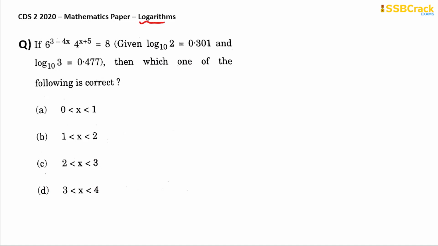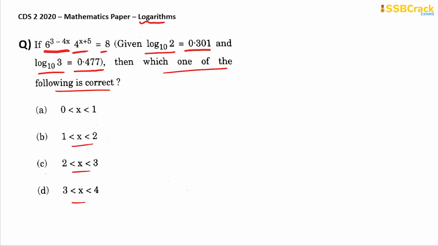So let's understand the same. If 6 to the power 3 minus 4x into 4 to the power x plus 5 is equal to 8, given log of 2 to the base 10 is 0.301 and log of 3 to the base 10 is 0.477, then which one of the following is correct? Is it that x lies between 0 to 1, or between 1 to 2, or 2 to 3, or 3 to 4? So we shall determine the range of values for x, not the exact value of x.